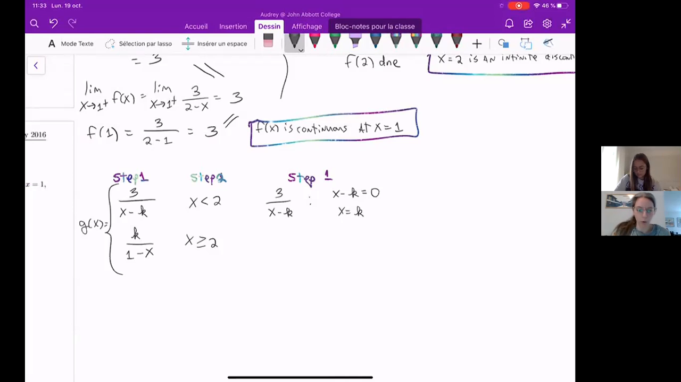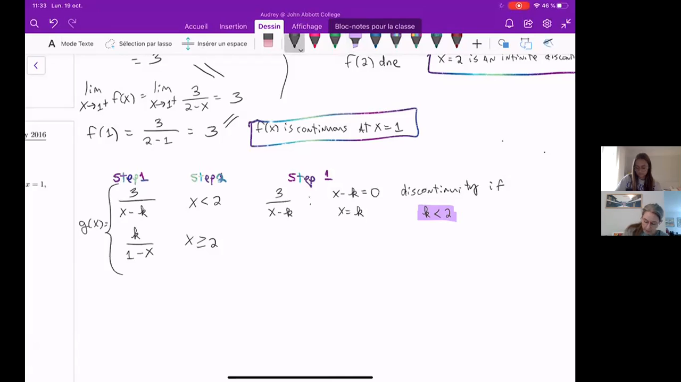So here this is important. There is a discontinuity if x equals k is on the interval. The interval is x less than 2. So there is a discontinuity if k is less than 2. And that's important because we're going to have to come back and think about that at the end. So there's a discontinuity if k is less than 2.